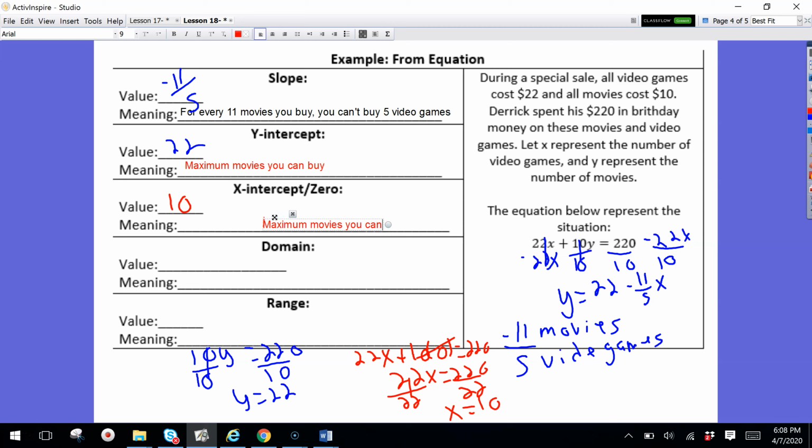you can buy. Okay, so my domain is, let's go ahead and talk about what the meaning of it is, my x values. So it's the amount of video games you can buy. I just noticed I did a typo here. This should say video games. You can buy. So go ahead and fix that on your notes as well.